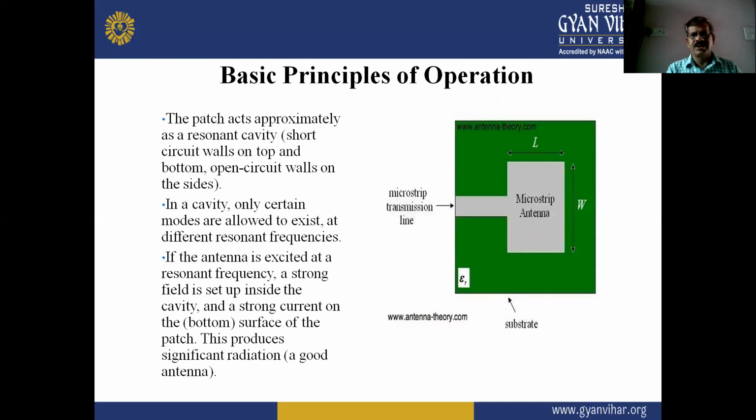Basic principle of microstrip antenna. The patch acts approximately as a resonant cavity, with short circuit walls on the top and bottom and open circuit walls on the sides. In a cavity, only certain modes are allowed to exist at different resonant frequencies. If the antenna is excited at a resonant frequency, a strong field is set up inside the cavity and a strong current on the bottom surface of the patch. This produces significant radiation, a good antenna. So here is a given microstrip patch antenna diagram.